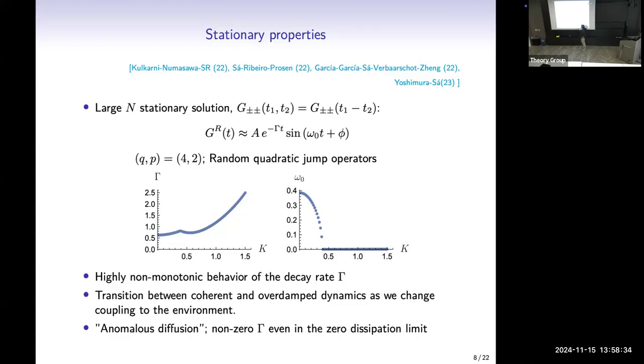This is sometimes called anomalous diffusion. This is, once again, maybe a phase transition in a dissipative system where the limit of zero dissipation and the large N limit do not commute. Just like a transition in the transverse field Ising model, the large system size limit and the zero magnetic field limit do not commute. Okay? And then there's this other.